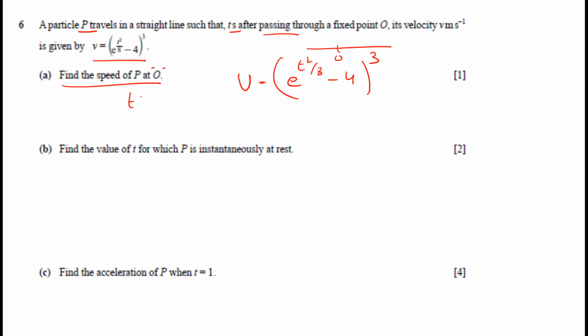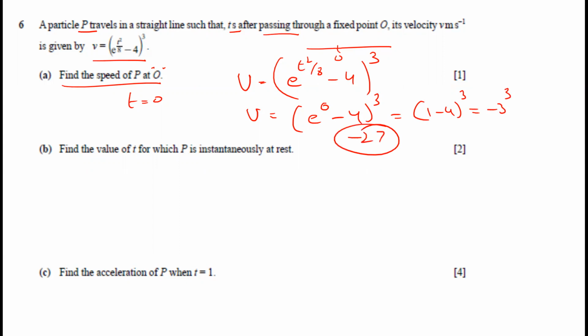So at O, time would be 0. So velocity would be (e^0 − 4)³, because t²/8 is 0 when t is 0. So e^0 would be 1, minus 4, raised to power 3. This would be (−3)³, or −27.